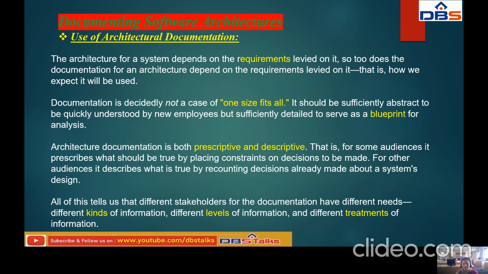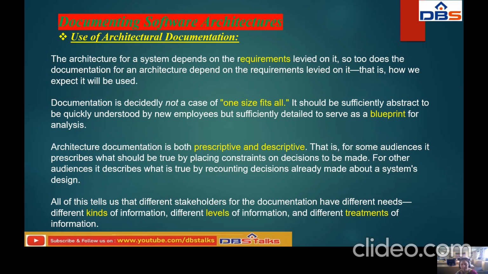To save time, we need to understand properly, without delaying things. That is the main reason. The new employees, the new users or the new stakeholders want to know clearly, and they need some guidance. That guidance is provided by the particular documentation. This is helpful for them to understand quickly, but sufficiently detailed to serve as a blueprint for analysis. So this documentation also provides a blueprint for analysis.